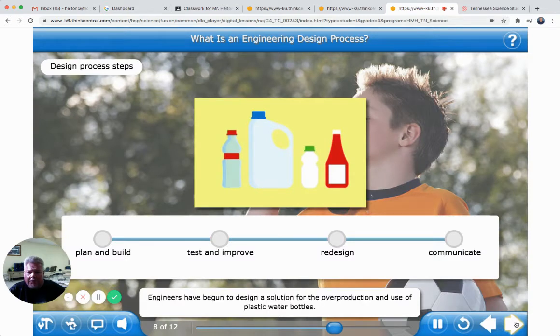Engineers have begun to design a solution for the overproduction and use of plastic water bottles. Click along the line to learn how engineers are using the design process to develop a practical solution to this problem.